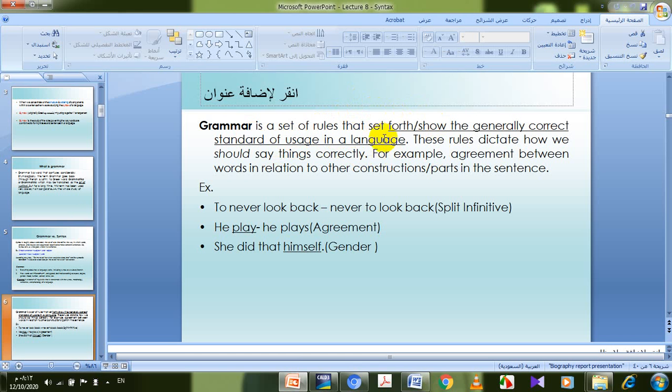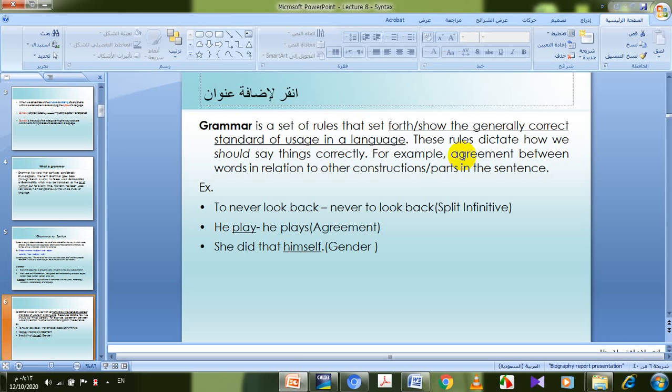Good. So again, grammar is a set of rules that set forth or show the generally correct standard of usage in a language. These rules dictate how we should say things correctly. Okay, so it talks about things in general, correctness, standards of usage in a language. These rules dictate how we should say things correctly.